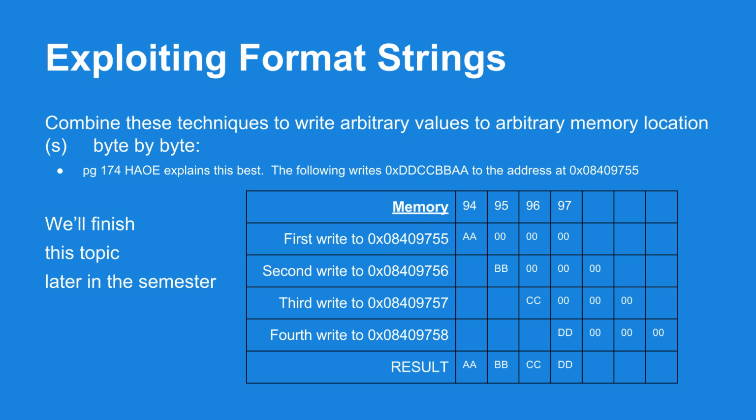There are multiple ways to write arbitrary values to arbitrary memory locations, but effectively, page 174 of The Art of Exploitation explains it best. It has an example that uses 4 writes to write just a byte at a time to take up all 4 bytes of a 32-bit address to pull off the arbitrary write, and the result stores DDCC at the corresponding address. However, you don't need to know this just for now. As I said, we're going to cover this later.